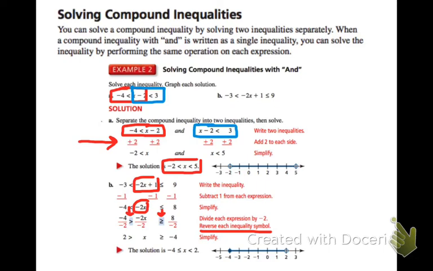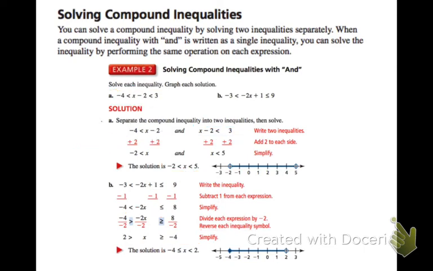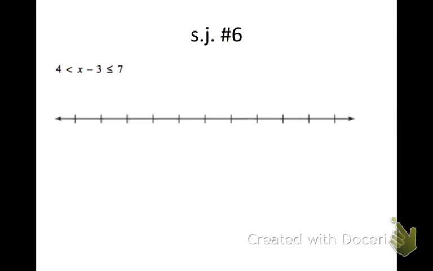And if you want to put it in least to greatest, you could graph it the other way. You'll get -4 is less than or equal to x, which is less than 2, and you have one closed and one open. So let's give those a try. This is number 6.